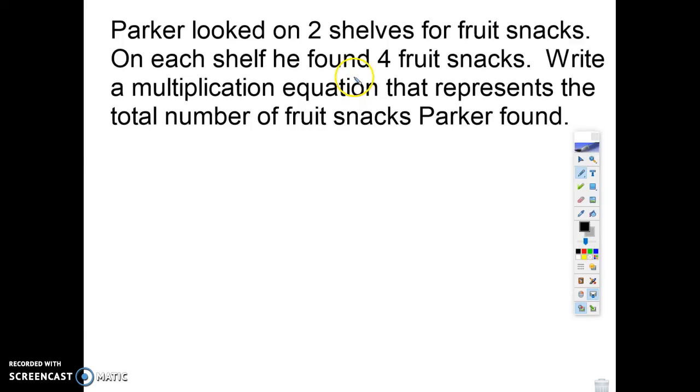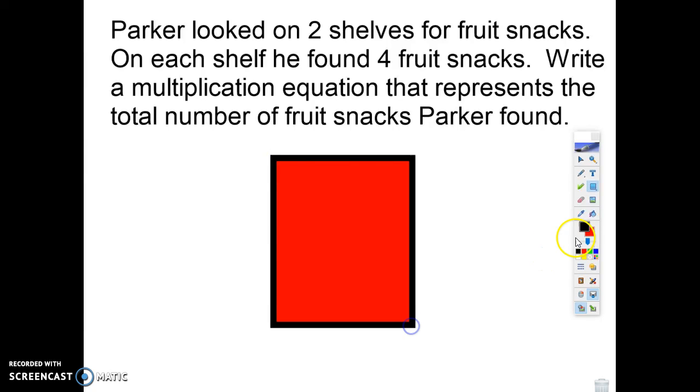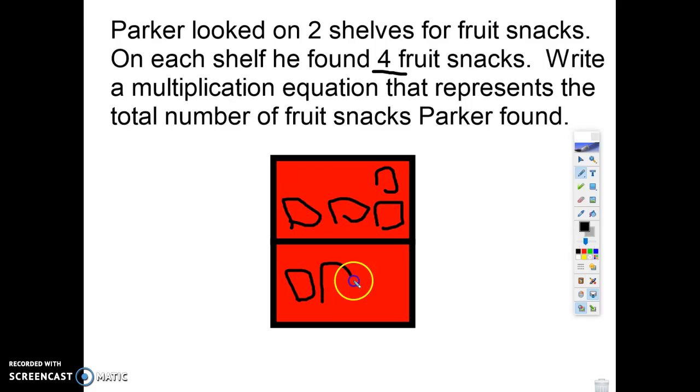Okay, Parker looks on 2 shelves for fruit snacks, and on each shelf he found 4 fruit snacks. We need to write a multiplication equation that represents the total number of fruit snacks Parker found. Okay, Parker's looking on shelves. So we'll have this be our shelves. So we have 1 and 2 shelves. And he's looking for fruit snacks, and he finds 4 on each shelf. So here's 1 bag of fruit snacks, 2, 3, 4, 1, 2, 3, 4.